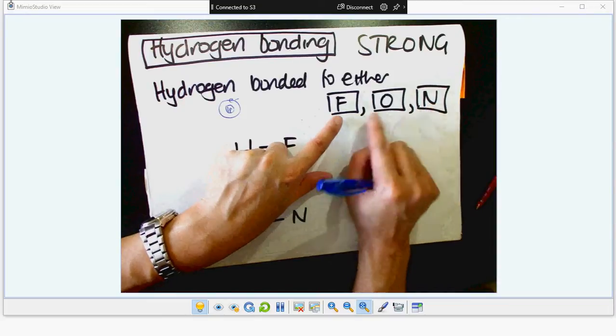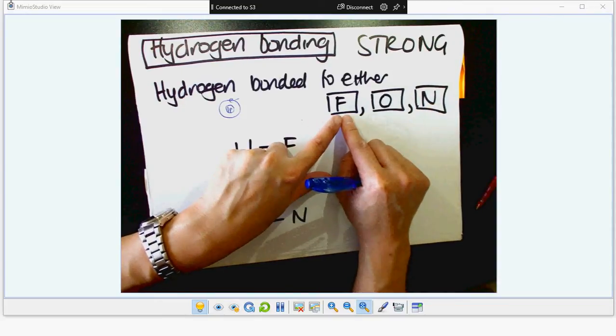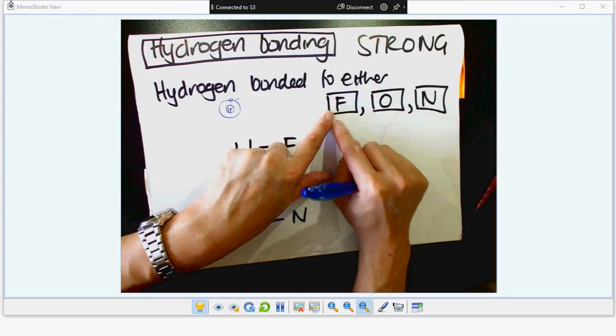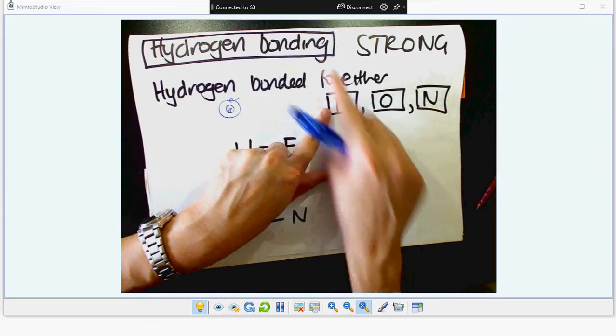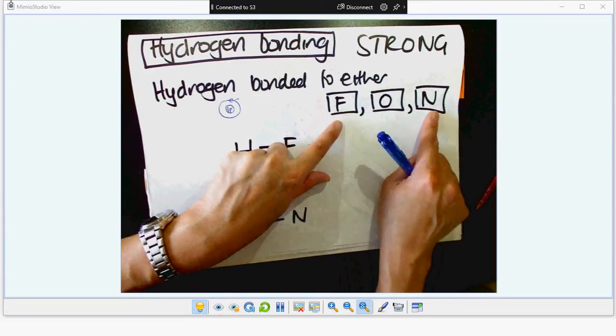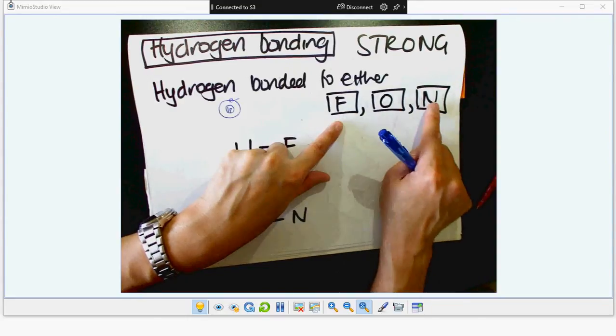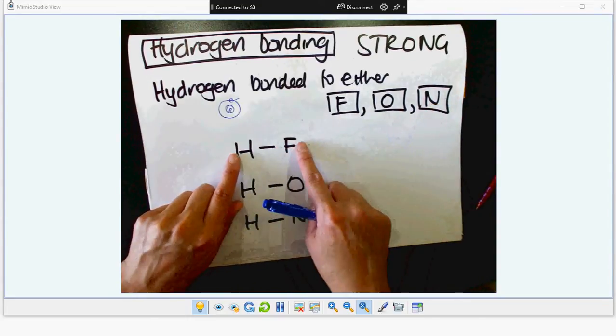My nephew likes to think that chemistry is a lot of fun. Can you see it spells fun? So hydrogen bonding only occurs between the fun elements. That's fluorine, oxygen, and nitrogen.